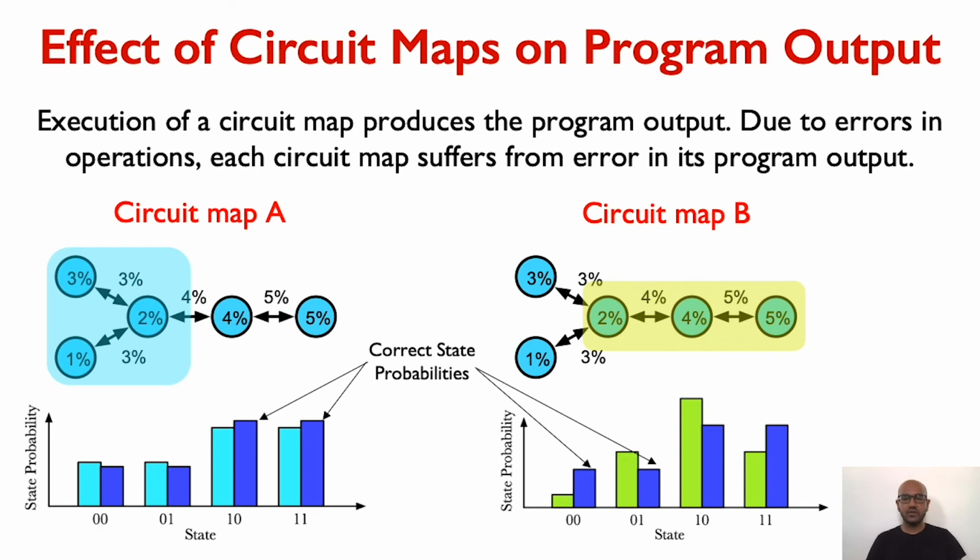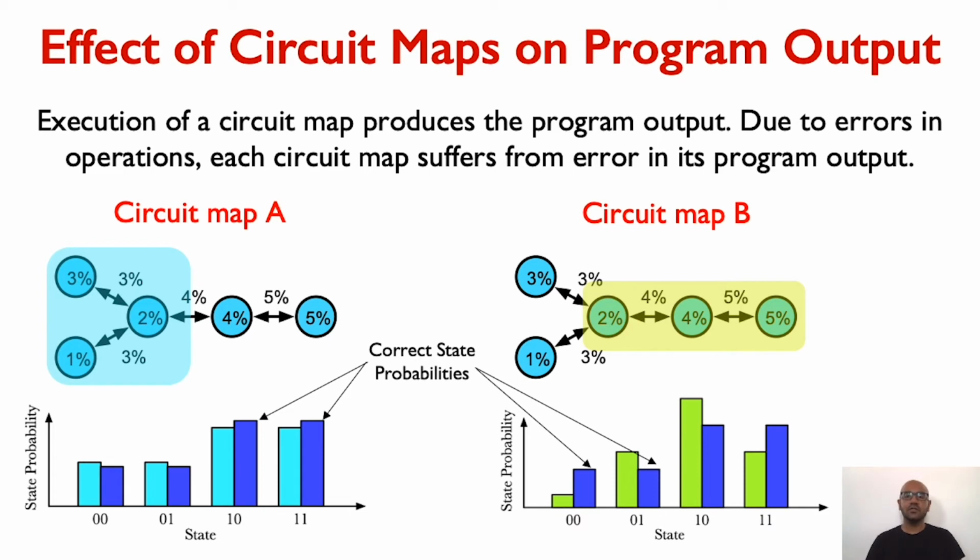So if we choose circuit map A, then we would expect that our final output would also have a lower error. In the figures at the bottom over here, we show the correct probabilities for our final output. Here states 1,0 and 1,1 have higher probabilities than states 0,0 and 0,1 for our expected correct output. And when we run the algorithm using circuit map A, we see the observed probabilities in the sky blue bars, and we see that these are pretty close to the correct probabilities that we expect.